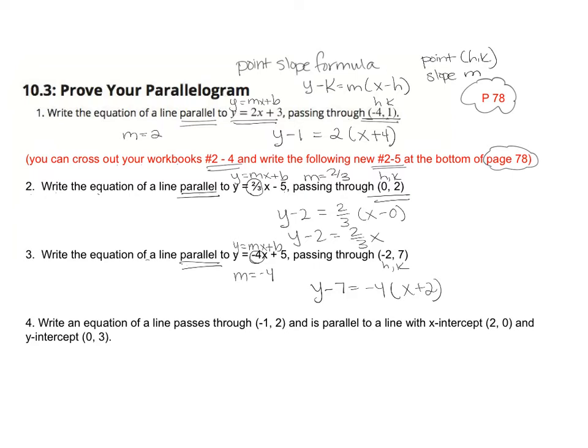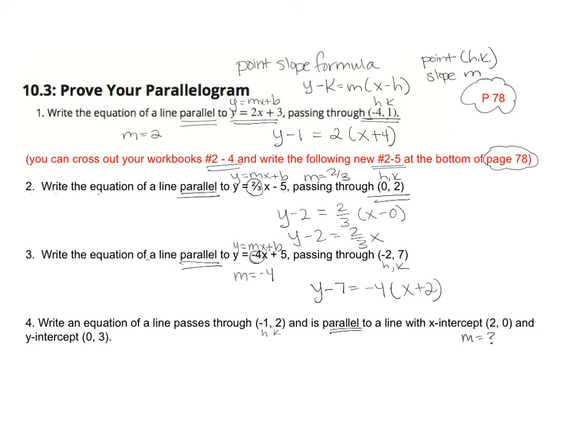So let's take a look at number 4. Please write this entire sentence on page 78 of your book. Write an equation of a line that passes through negative 1, 2, so this is my point h, k, and is parallel to a line with x-intercept 2, 0 and y-intercept 0, 3. Well, wait a second, it's not telling me the slope. So it looks like I'm going to have to calculate my slope.